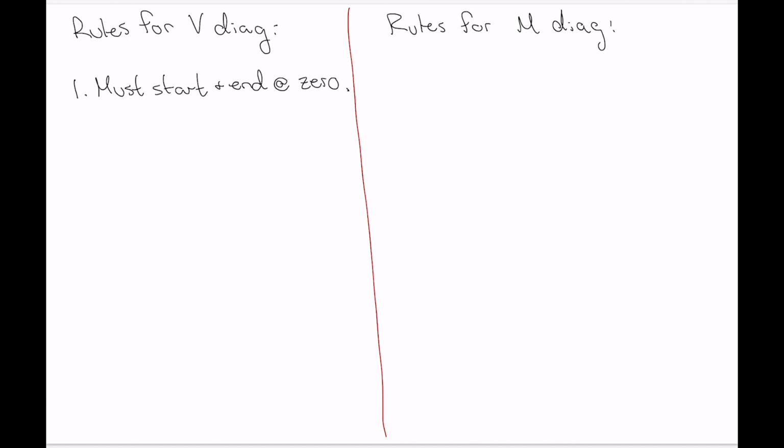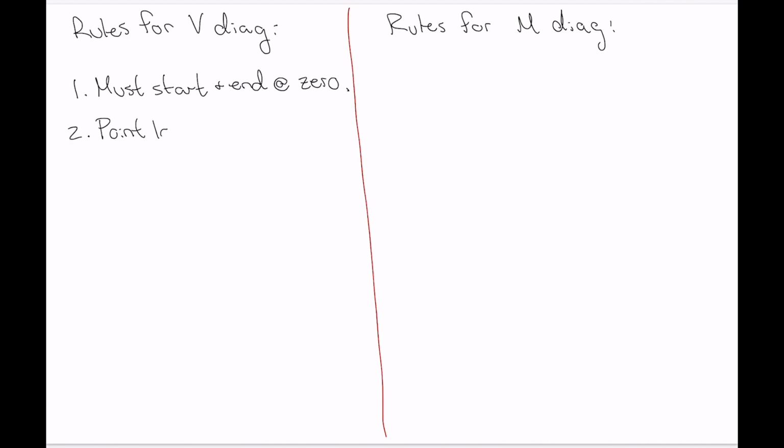Okay. Second rule is that point loads cause vertical jumps on a shear diagram. If the point load is upward, you jump upward. If the point load is downward, you jump downward. And the magnitude of the jump is equal to the magnitude of the point load.